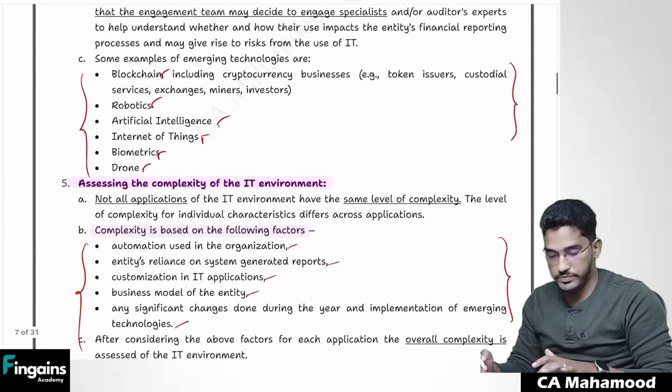Clear, everybody? So when they ask you for key areas, when they ask you to write about overall understanding, you will write question number 5. When they specifically ask you to write the key areas, these are the 5 key areas you have to write. Clear? So what are the 5 key areas? Understand the flow of the transactions. Then you have to identify the significant systems, identification of manual and automated controls, identification of emerging technologies getting used, and assessing the complexity of the IT environment.